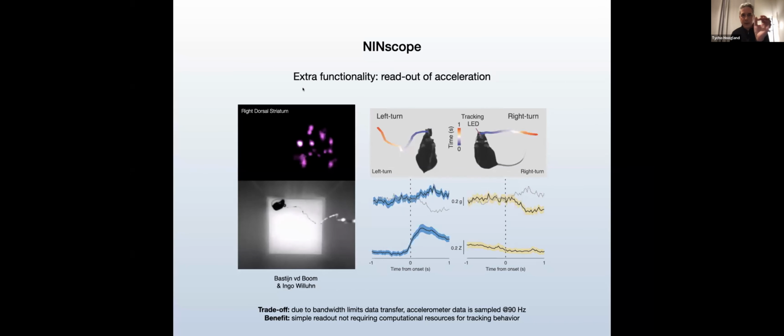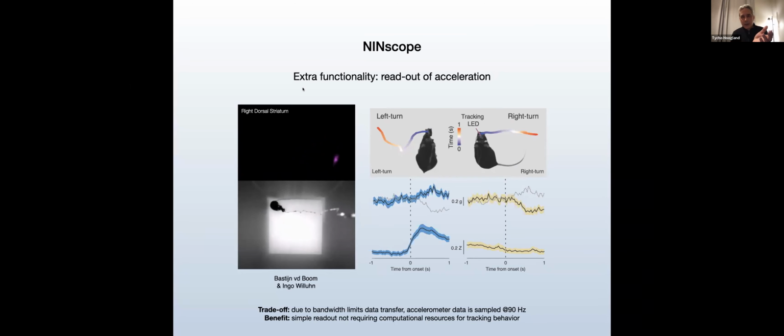So in this case, we were imaging from right dorsal striatum. When animals were making a left turn, these neurons were becoming activated. And we could use the G-sensor readout to really look at the left turns and the right turns, and then trigger off of those simple behaviors to establish that this was indeed happening.